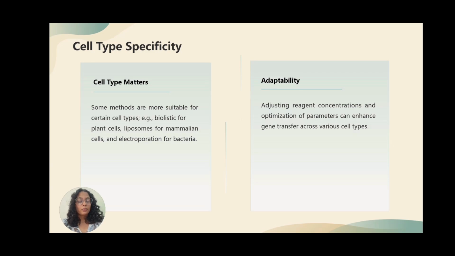Say, for example, microinjection is most suitable for mammalian cells, liposomes are most suitable for mammalian cells, electroporation supports bacterial cell transformation more, and in the same way biolistics support transformations of our plant cells. So this should be taken into account as one of the earliest and most important factors: what is the type of our host cell.